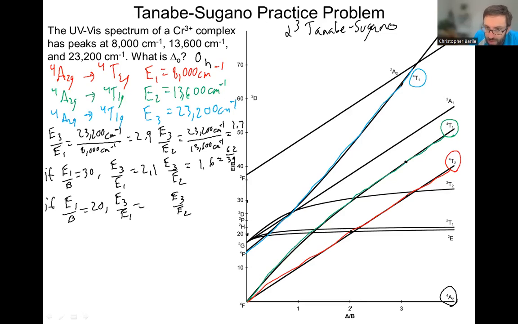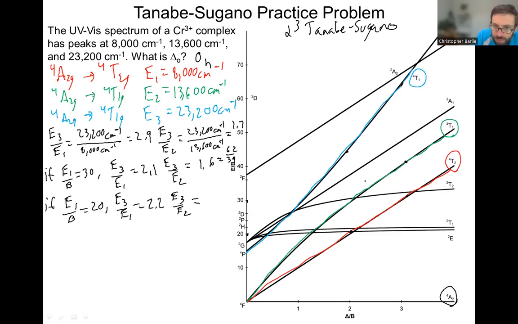So right around here, right where delta over B equals 2, we go straight up to here, and that's our E3. I don't know, we're at 43 maybe, call it. So that's going to be 43 divided by 20. That's going to be our ratio. That ends up being 2.2. So we got a little closer. At least we're going in the right direction. We're marching up to 2.9, but we're still not quite there.